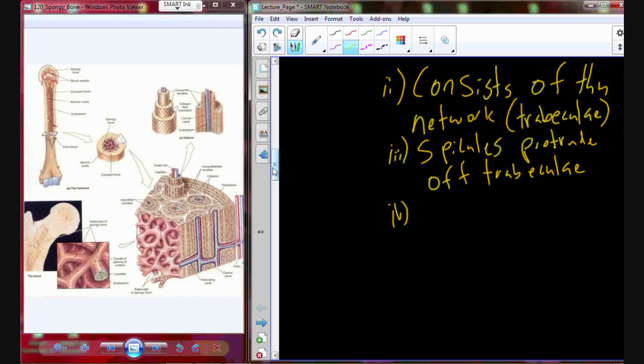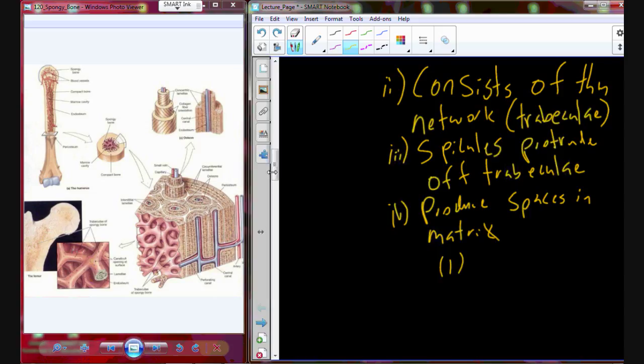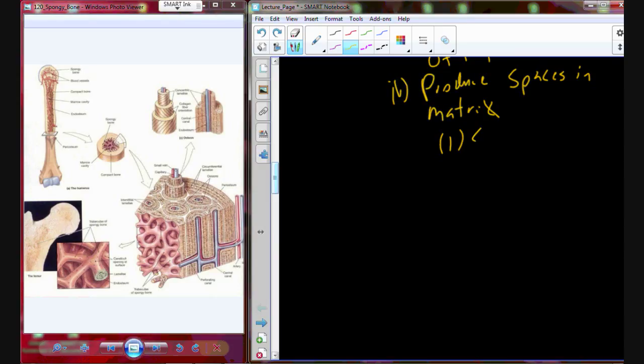But what I'm describing here in this network with trabeculae and the spicules is we end up with a large amount of space. We have all of these little tiny spaces within our spongy bone. So we get this production of space, and it's in that space of the spongy bone where we are going to find our marrow. Spaces are occupied by bone marrow.